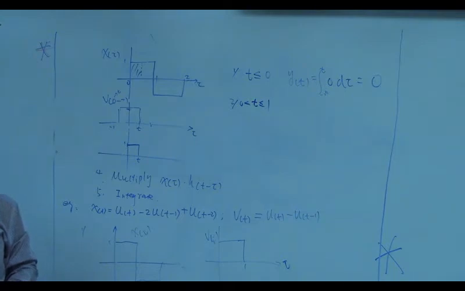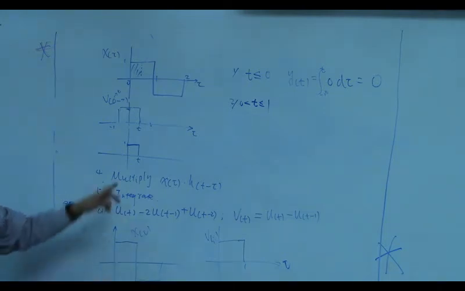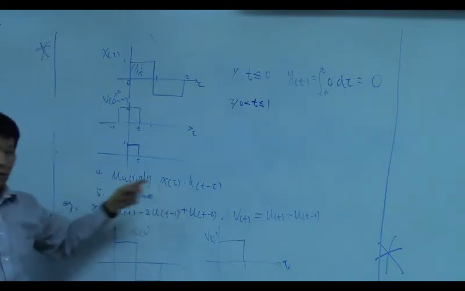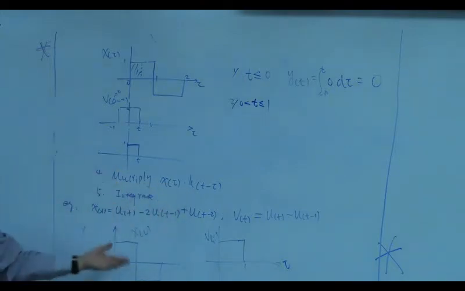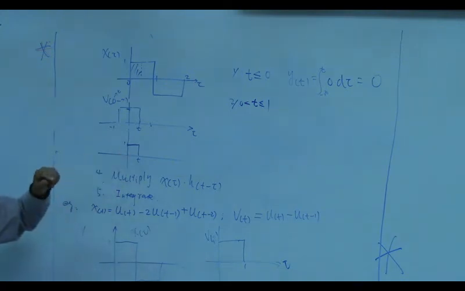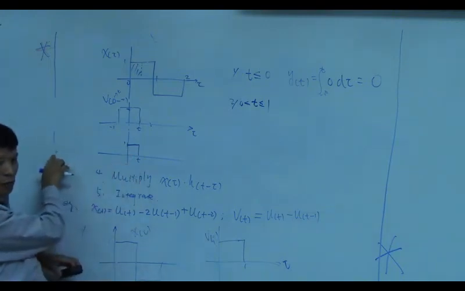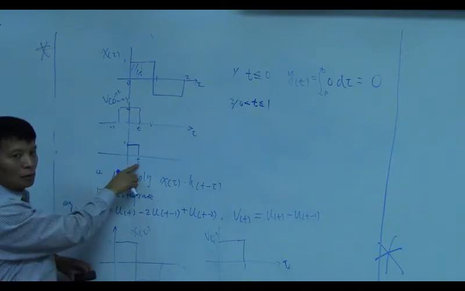Is it good? So is that the convolution? No, not yet. We just calculated the product. We still need to do the integration, then we find the result. Make sense? So this is the product. Now we need to do the integration from negative infinity to t.